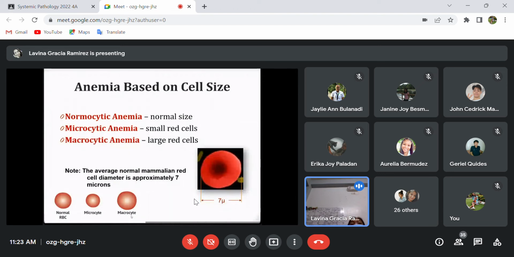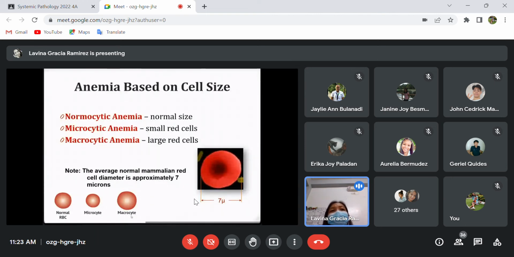As we proceed to the different manifestations or abnormalities in RBC, today we will talk about anemia based on cell size. The first one is based on etiology. Now, for the cell size, we have normocytic anemia, microcytic anemia, and macrocytic anemia. Definitely, two of these, the microcytic and macrocytic anemia, are almost always described as abnormalities. But then again, Doc, why is it there? We have what we call normocytic anemia.